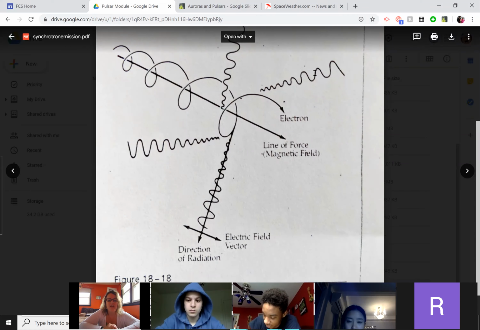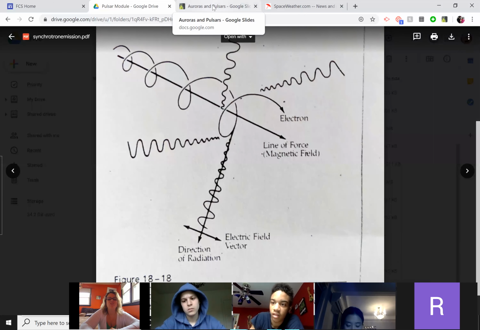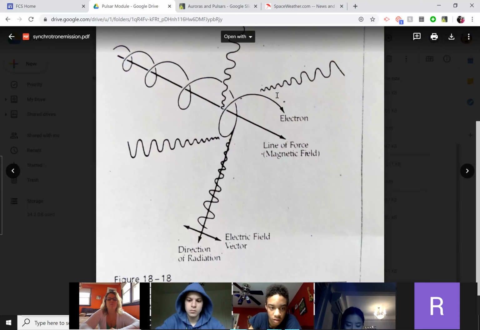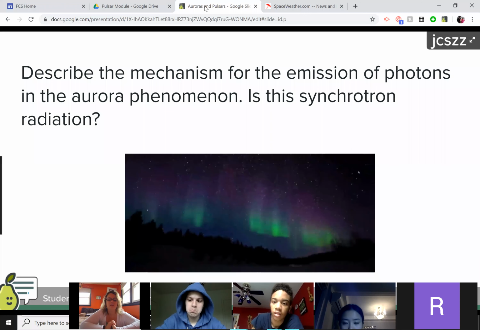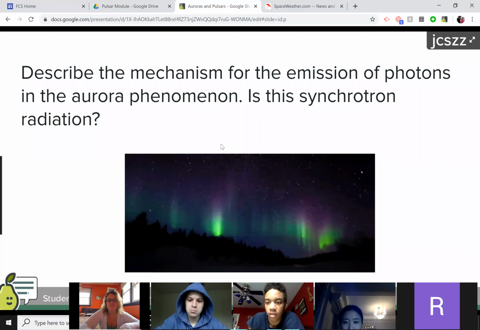Is that what's happening with an aurora? So remember the prior slide that I showed you about how the radiation is getting generated. In synchrotron radiation, the radiation is coming from the fact that the electron is changing direction. Are we getting auroral radiation because of a change in direction is my question.